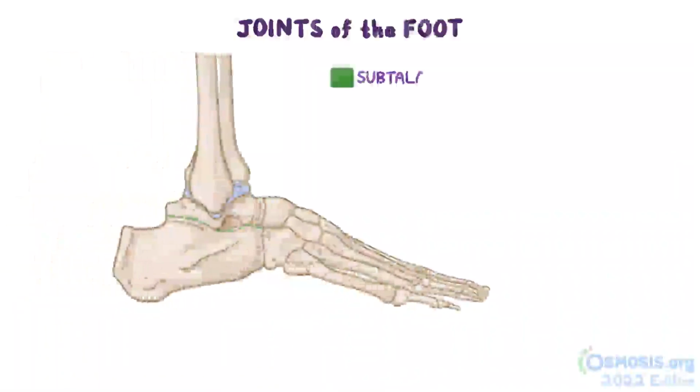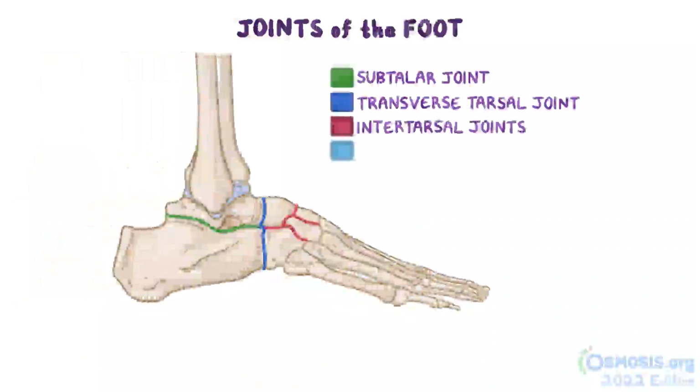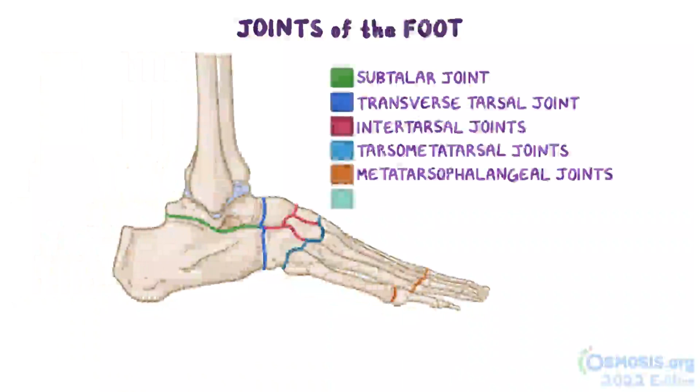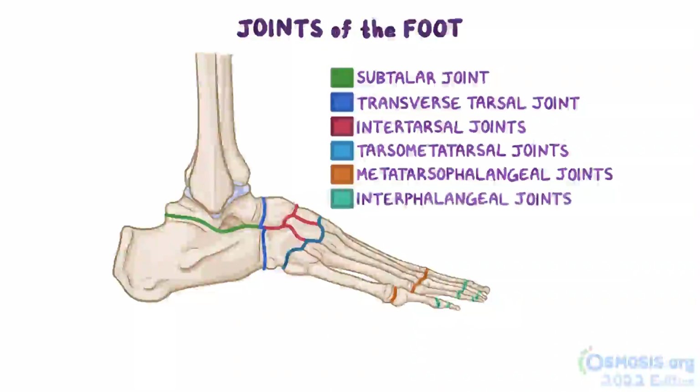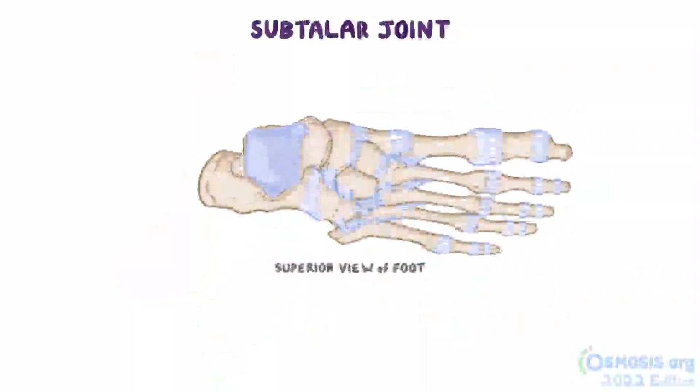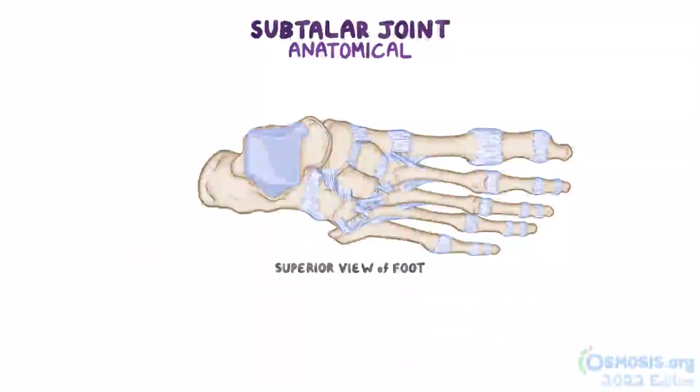Okay, so some of the main joints of the foot include the subtalar joint, transverse tarsal joint, other intertarsal joints, tarsometatarsal joints, metatarsophalangeal joints, and interphalangeal joints. Let's start out with the subtalar joint, which can be defined in two ways. First, the anatomical subtalar joint.